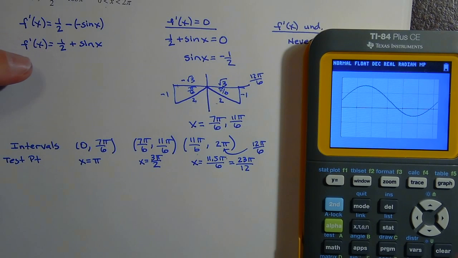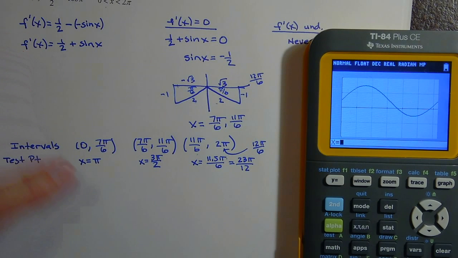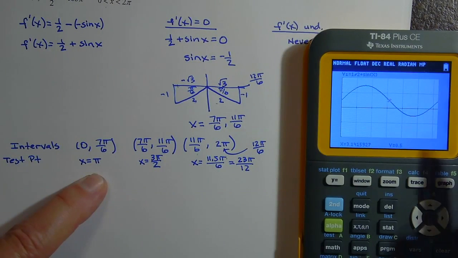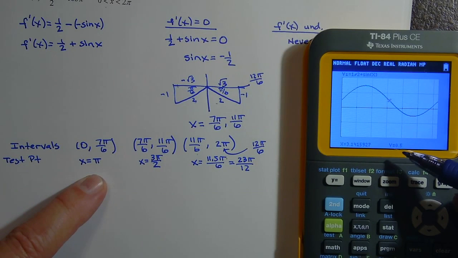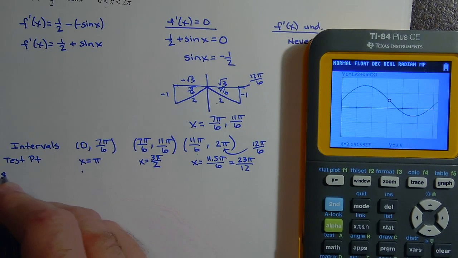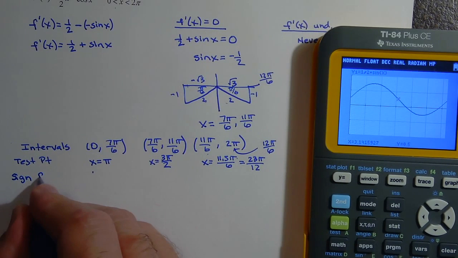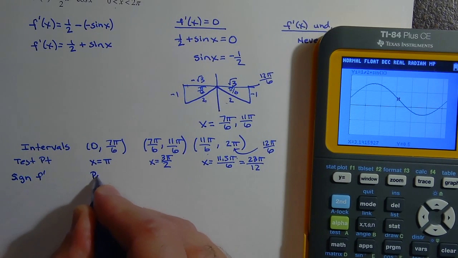All right, and then what I'm gonna do is calculate values. Okay, so we're gonna put in pi. And what do we get? You don't worry about the number value, you worry about the sign of it, okay? So that value right there is positive. I should say this is positive. We're looking at the sign of f prime. And so this came out to be positive.